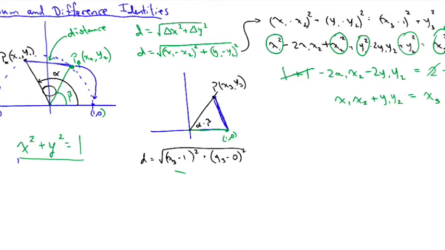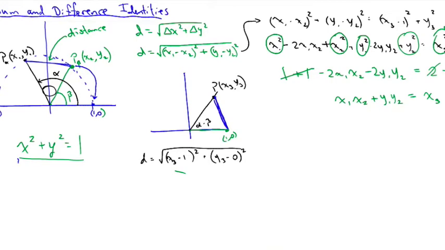Y1 becomes sine of alpha. X2 becomes cosine of beta, and y2 is sine of beta. And then over here we have x3, which is for alpha minus beta. It would be the cosine of alpha minus beta.